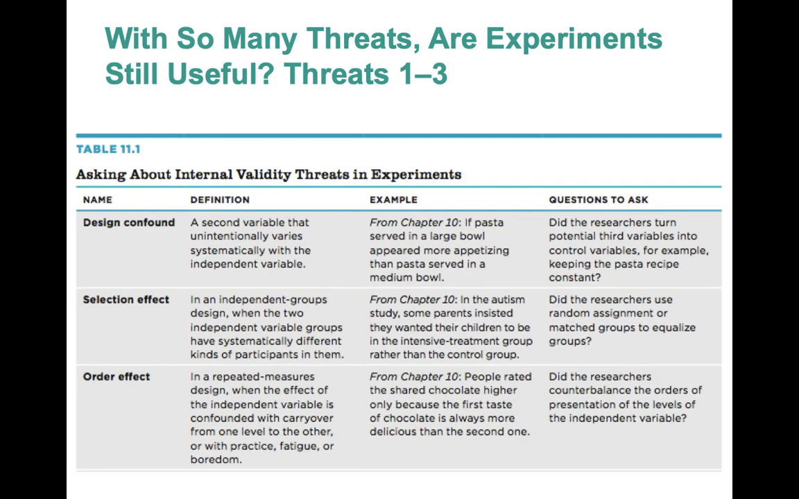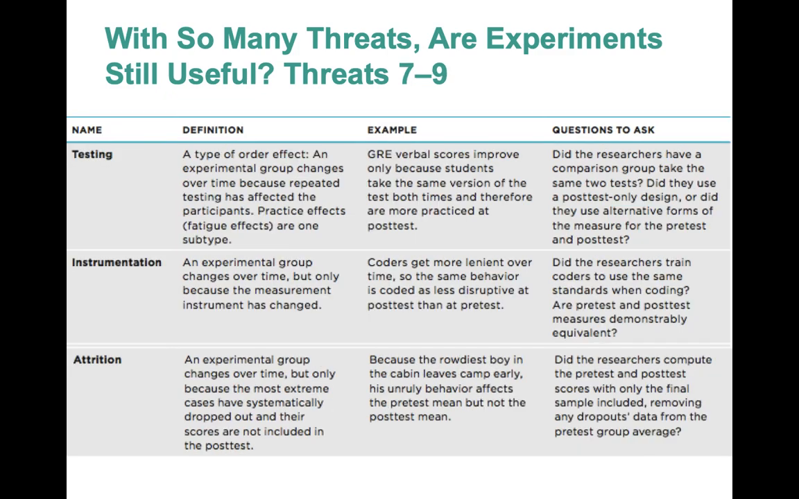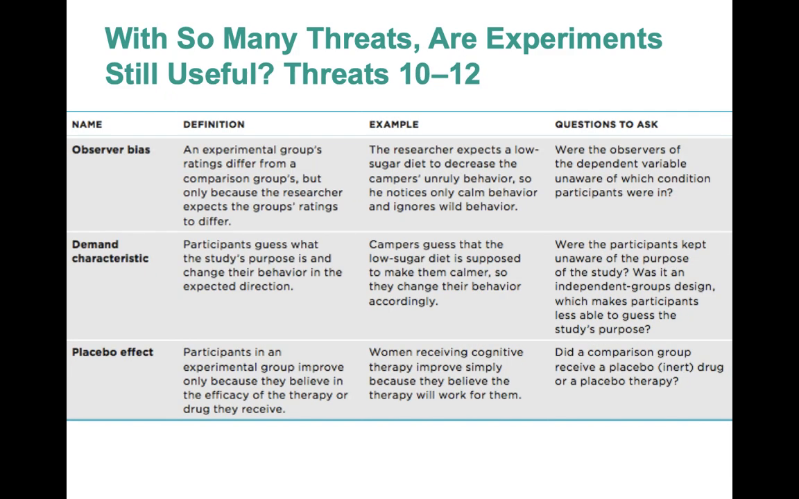These tables are in the textbook, and I think that these are very helpful to summarize each of the threats to internal validity. There's definitions, there's examples, and then when reading experimental research, these are the questions to ask in terms of interrogating the internal validity of a particular study and trying to identify whether these threats are present. So definitely make sure to review this table. It's a lot, but hopefully the examples that I reviewed in this lecture are helpful to understand these threats.